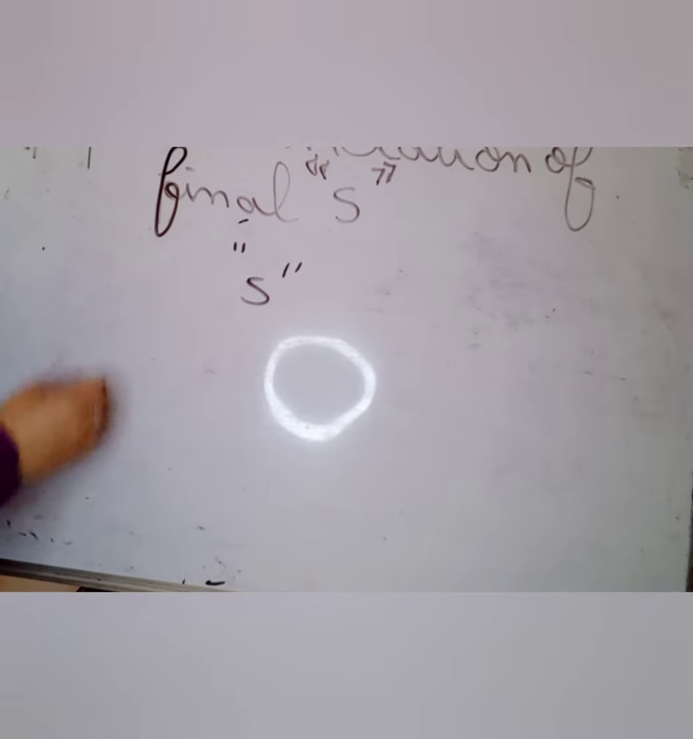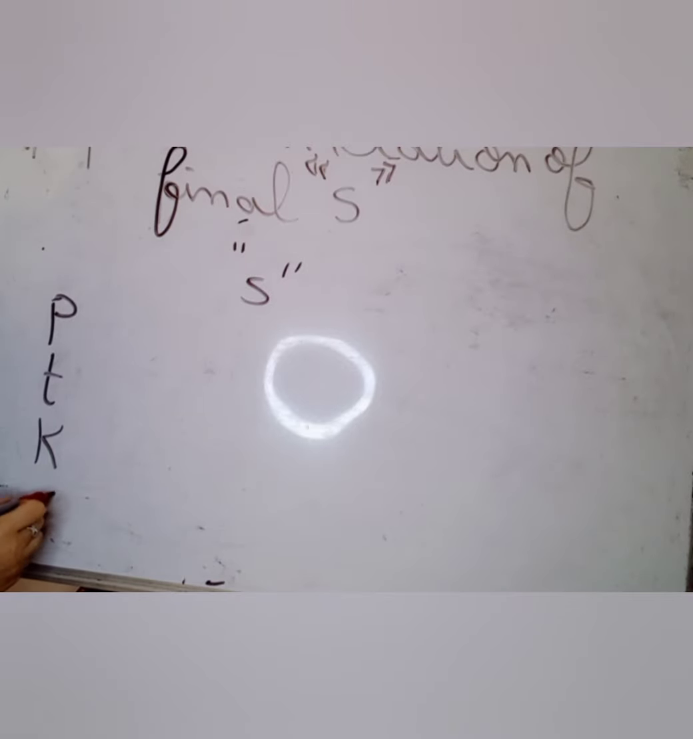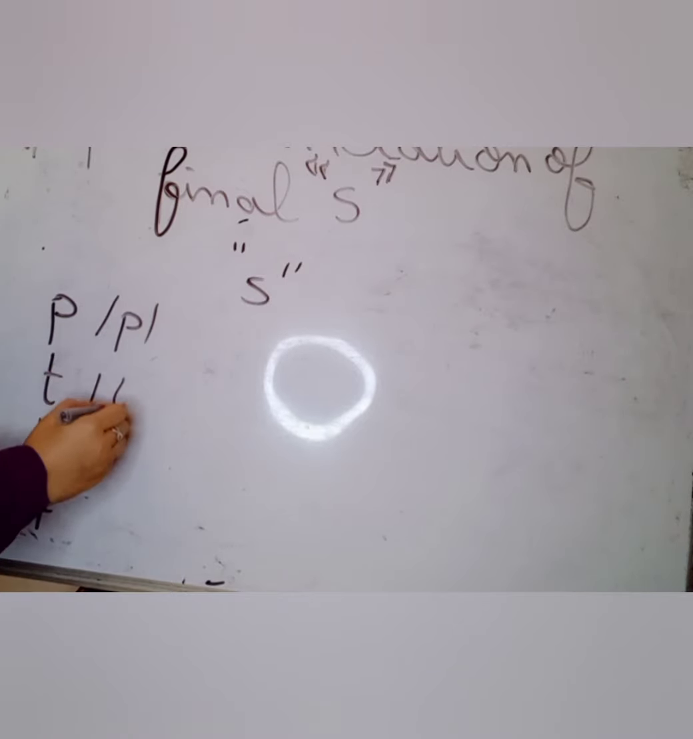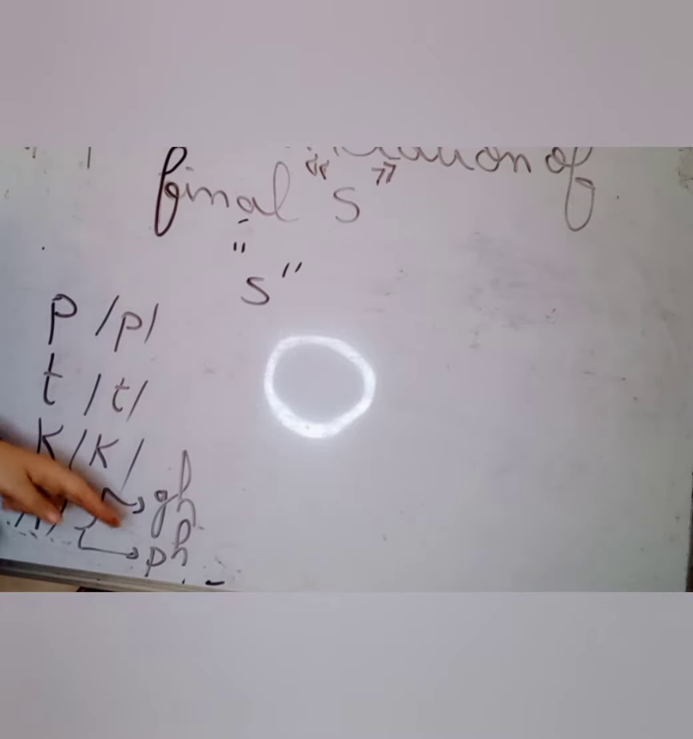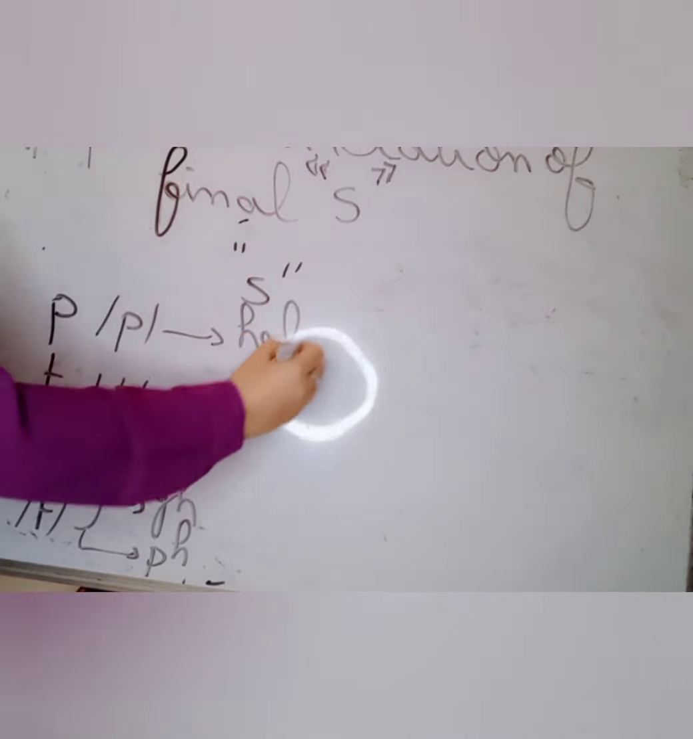Now the second type, which is S. When you have the sounds p, t, k, f in English. Sometimes we write it as a sound, sometimes with GH or PH. GH in English we pronounce it f, and PH we pronounce it f, the same. For example, helps. We don't say "helpz", we say helps.